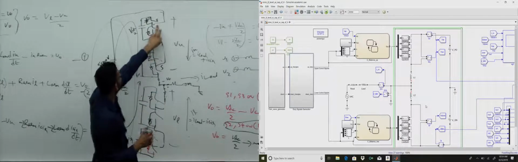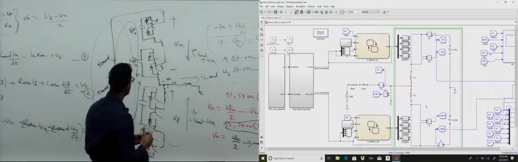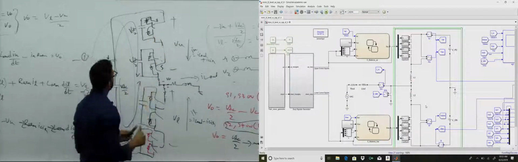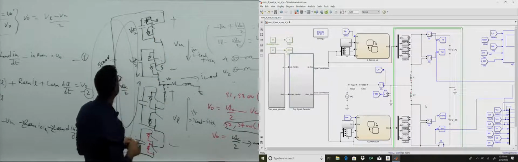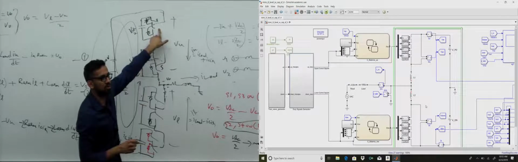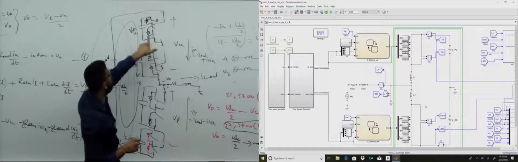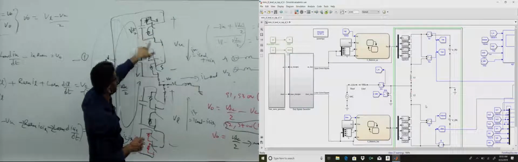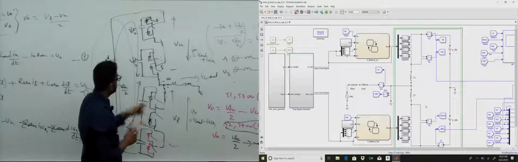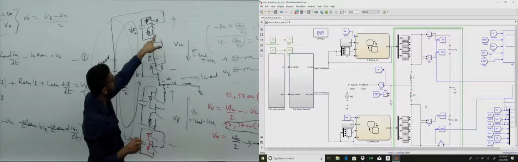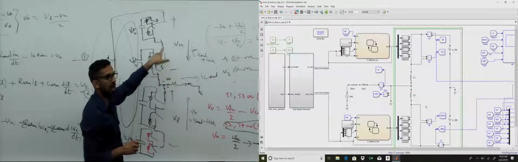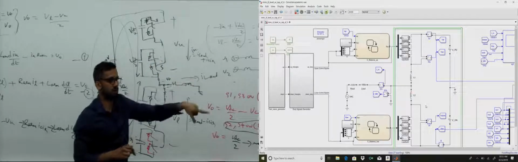So at the output we have an average of VDC over 4, right? And VDC over 4 here, and VDC over 4 sin omega t, VDC over 4 sin omega t, they add up to VDC over 2 plus VDC over 2 sin omega t.